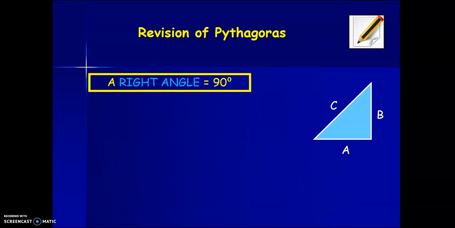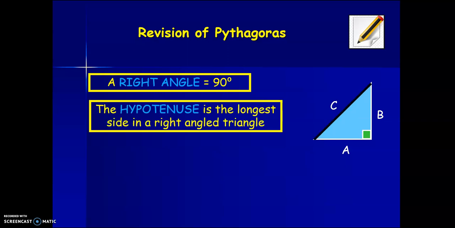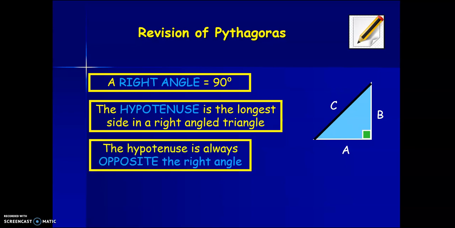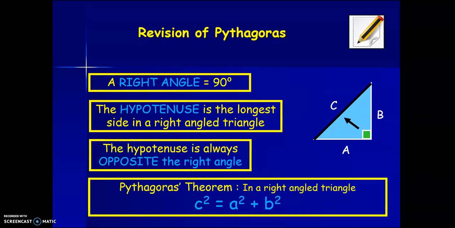So, first of all, a right angle is equal to 90 degrees. The hypotenuse in a right-angled triangle is the longest side, and the hypotenuse is always opposite the right angle. And then lastly, just a reminder of Pythagoras' theorem, and it says in a right-angled triangle, the hypotenuse c squared is equal to a squared plus b squared.